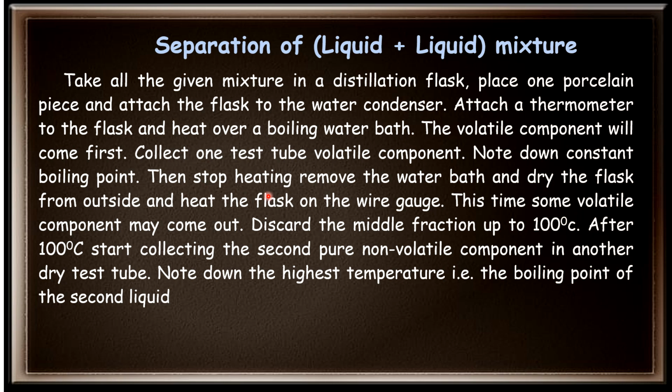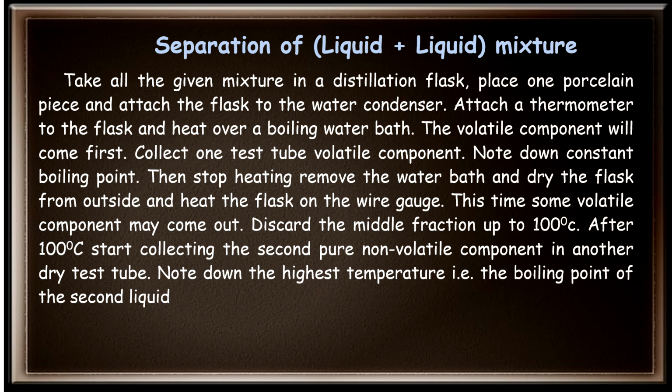Then stop heating, remove the water bath, dry the flask from outside, and heat the flask on the wire gauze. This time some volatile component may come out. Discard the middle fraction up to 100 degrees Celsius. After 100 degrees Celsius, start collecting the second pure non-volatile component in another dry test tube. Note down the highest temperature, that is the boiling point of the second liquid.